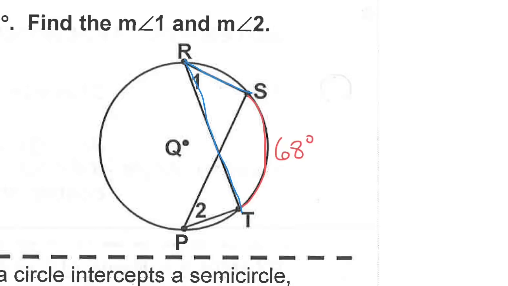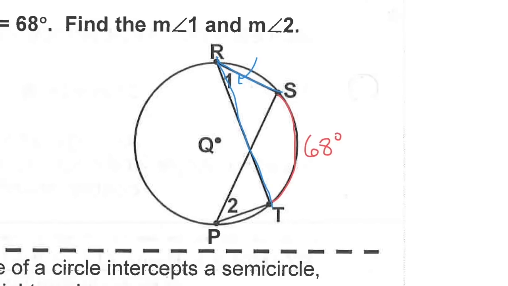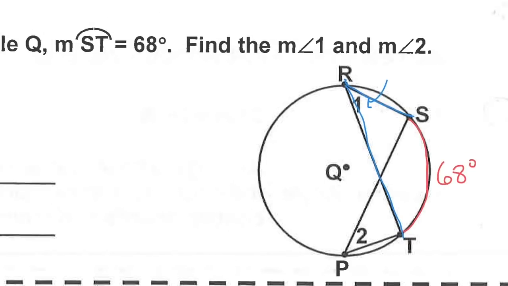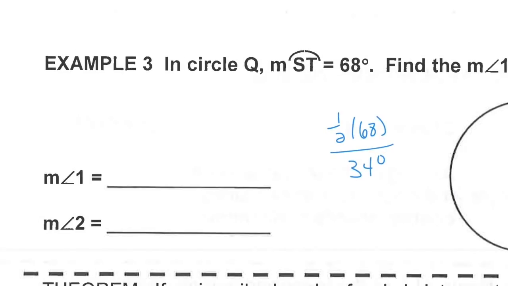That means angle 1 is an inscribed angle, okay? It has 2 chords for the sides, its vertex is on the circle. It doesn't look quite like the ones we already saw. But I know that the inscribed angle is half of its intercepted arc, so I take 1/2 of 68, and I get 34. So angle 1 is 34 degrees.